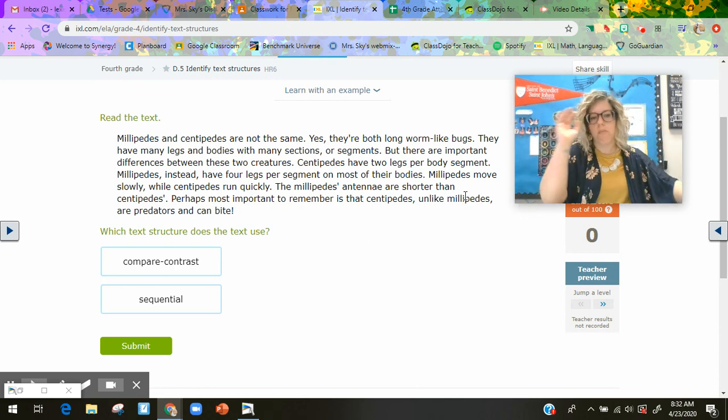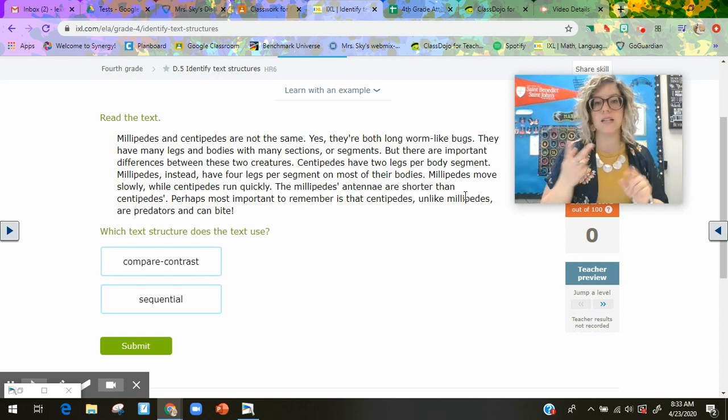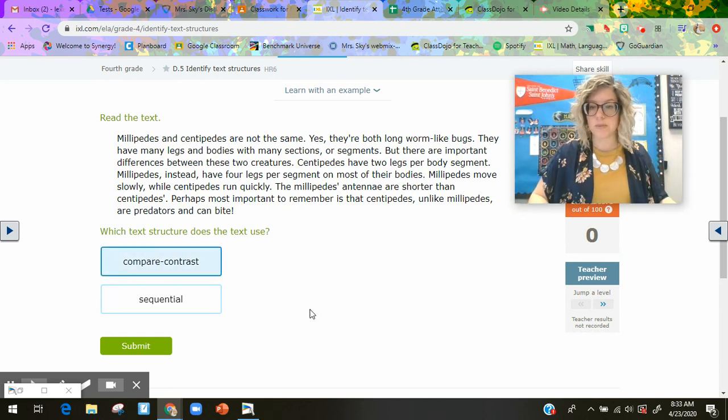Gross. All right, so this whole entire paragraph was the author comparing centipedes and millipedes. So this is obviously 1000% compare and contrast.